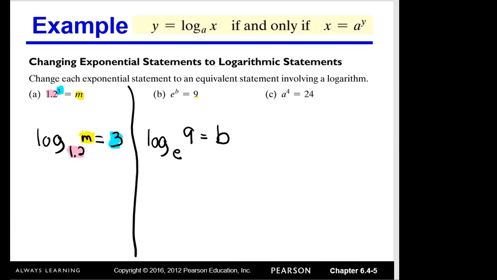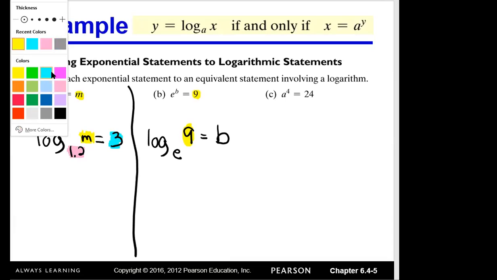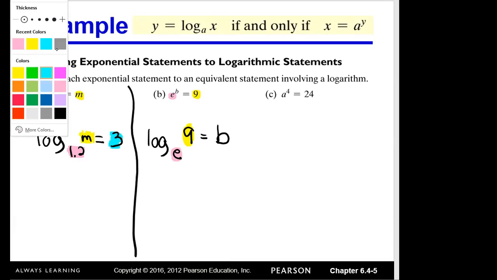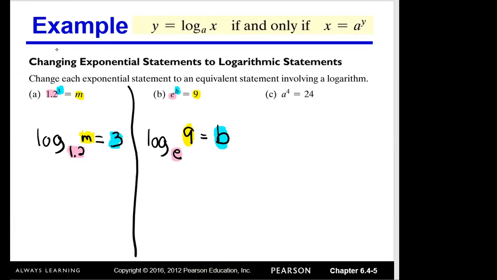So the 9 goes here. The base was e, that goes here. And then of course the exponent is b and that's what the logarithm should be set equal to. And you can either type in log base e of 9 equals b or b equals log base e of 9. It's the same thing. In a few minutes, we're gonna learn that e actually has its own special logarithm because it's a special base.